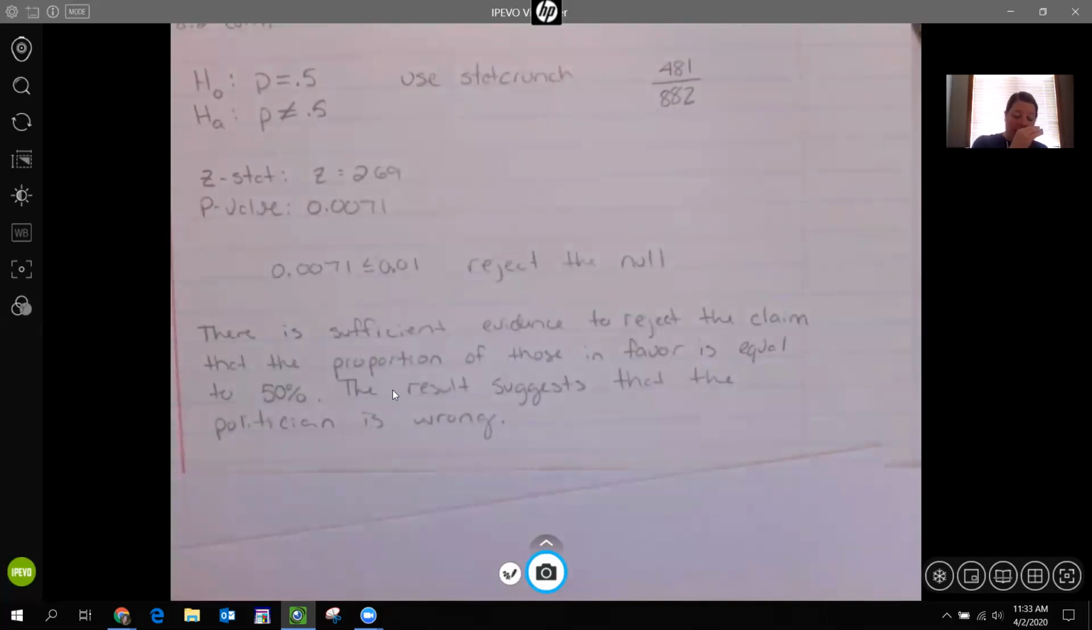Okay, so this is kind of what you're doing in all of 8.2. You're using just that proportion section in StatCrunch. And then you have to come up with these different parts. There are a lot more examples if you need them in the book or in the lecture section.